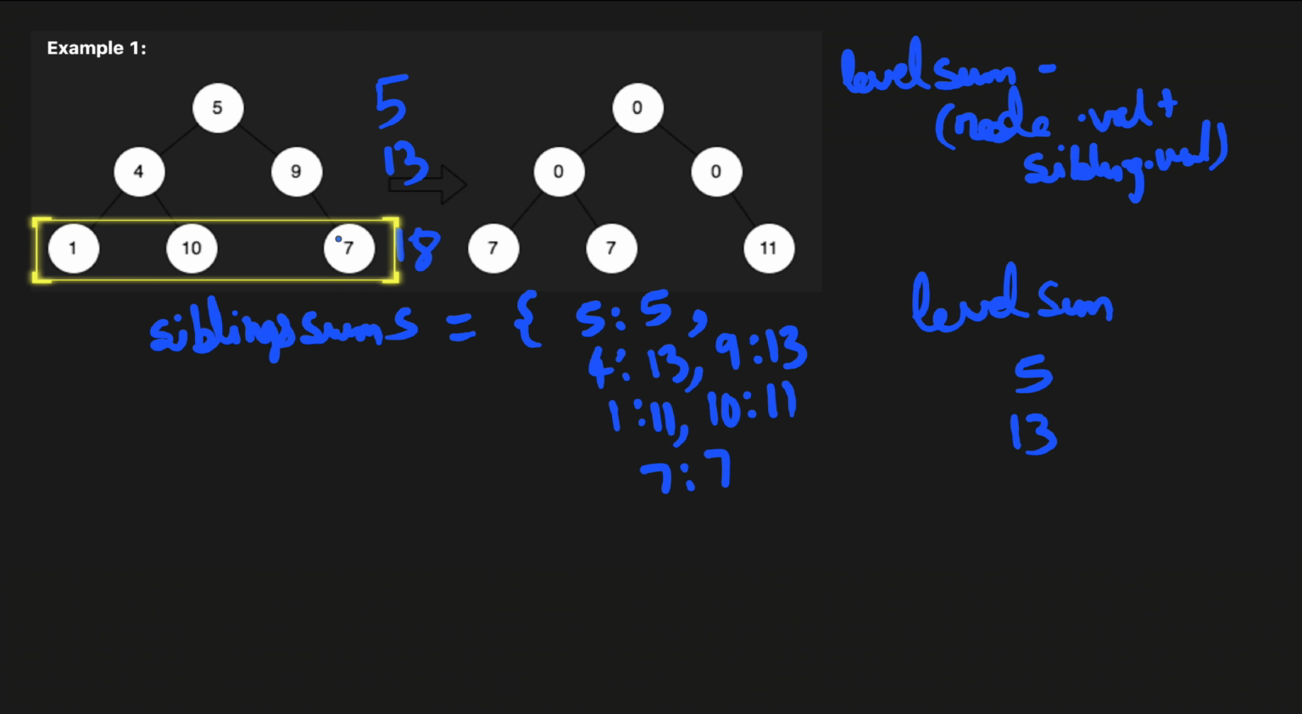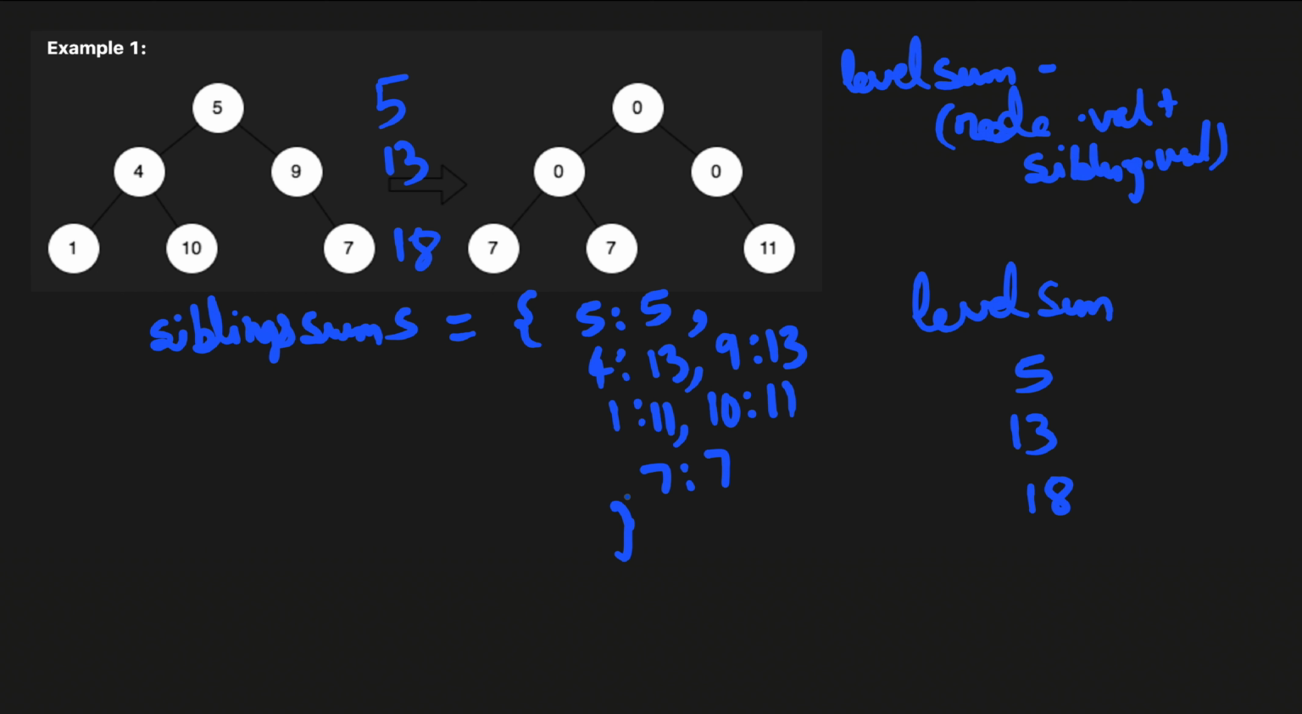So we go to the next level. Finally, this is the last level. And the level sum here will be equal to 18. So we store it in the level sum list. And we don't have any more children, so we don't have to calculate any sibling sum. So our first pass is now complete.